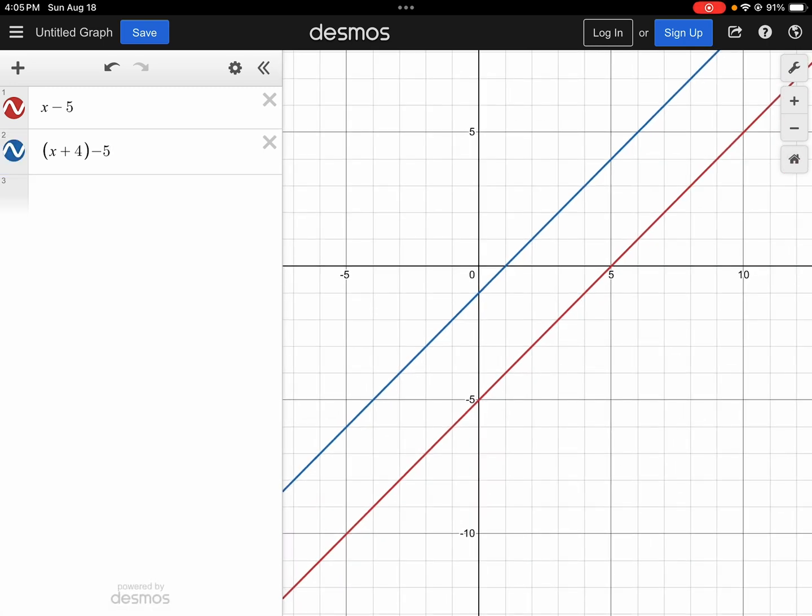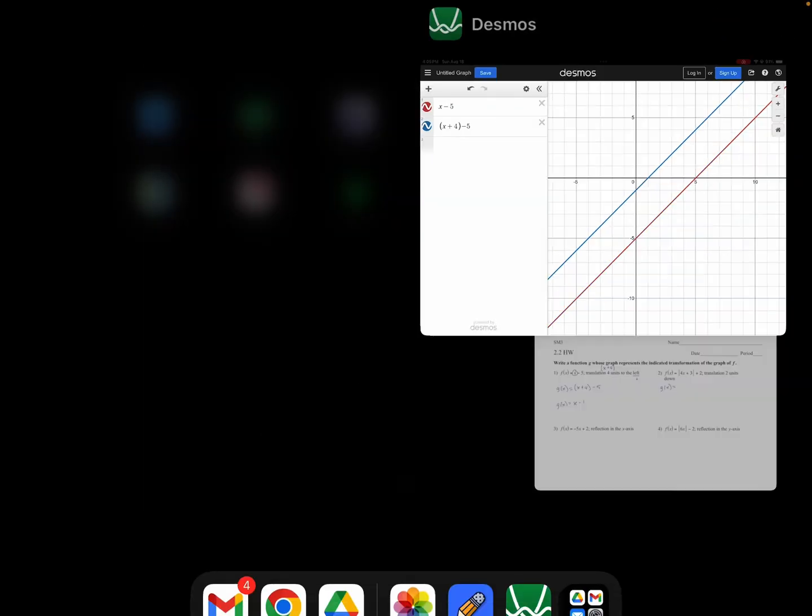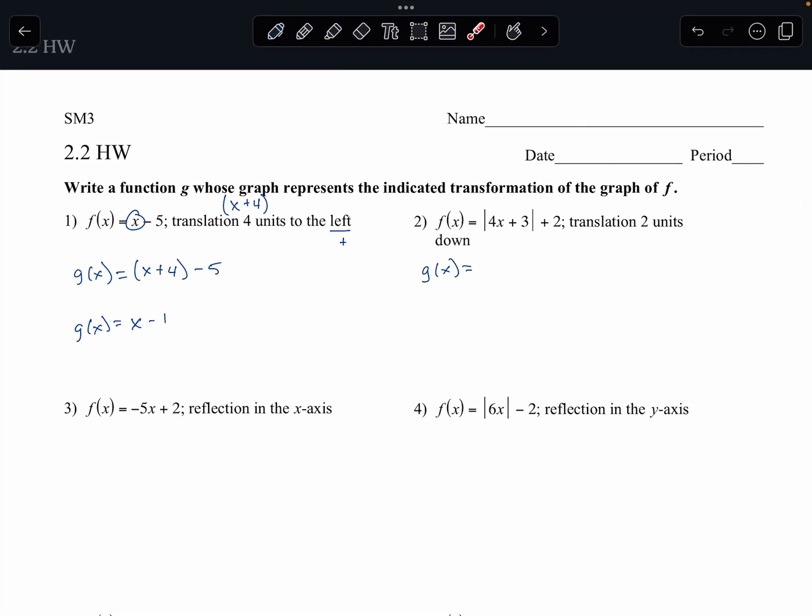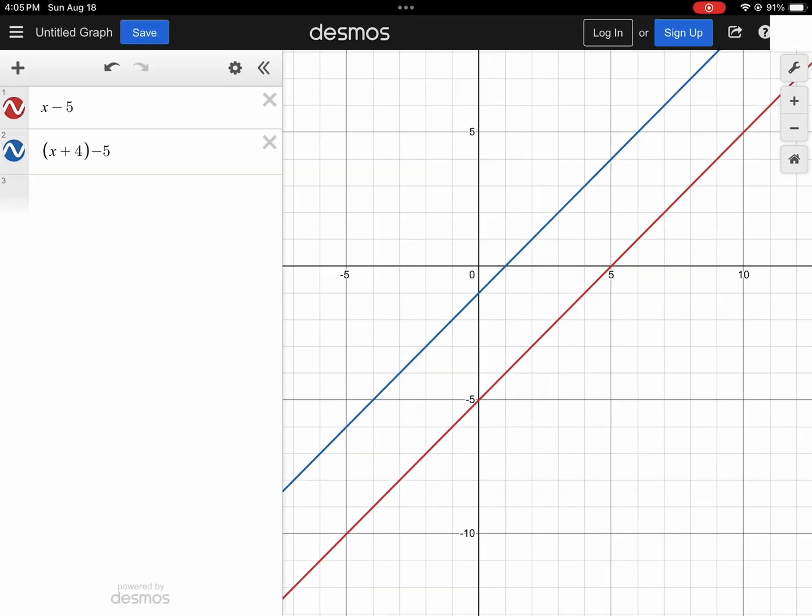So the red one was what we started with, and you can definitely see that it's being moved to the left 4. You can also see that the y-intercept of the new line, after we simplify it, the blue line, is supposed to be at -1. And that's what we end up with. The new intercept is now going to be -1, because moving it to the left also moves it up in a different way. So moving it to the left was actually the same thing as moving it up.